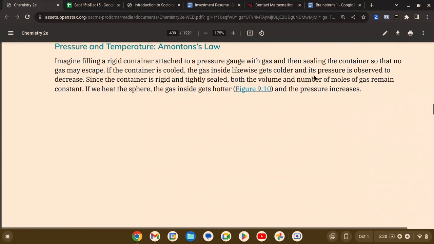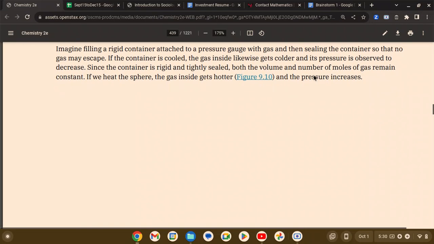Pressure and temperature: Amontons's law. Imagine filling a rigid container attached to a pressure gauge with a gas and then sealing the container so that no gas may escape. If the container is cooled, the gas inside likewise gets colder and its pressure is observed to decrease. Since the container is rigid and tightly sealed, both the volume and number of moles of gas remain constant. If we heat the sphere, the gas inside gets hotter and the pressure increases.